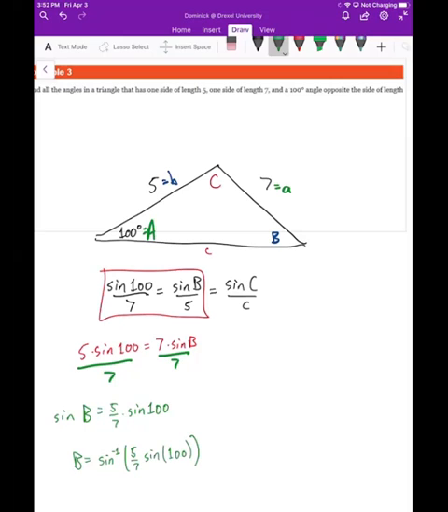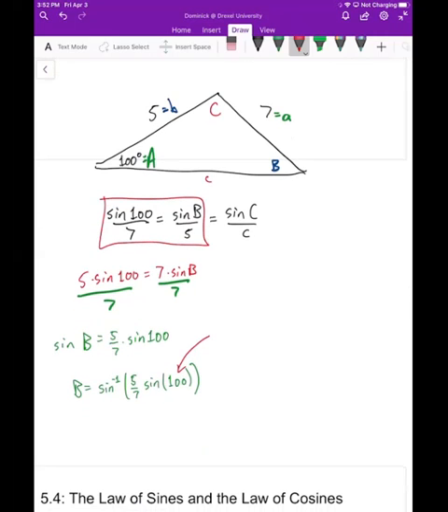Of course, there's a little bit of a problem, right? The problem is that 100 is not going to be in the domain of arc sine, but in this case, it's okay because when we multiply it by 5 over 7, it should bring it into where we would need it. So if I multiply 5 over 7 times sine of 100, we're taking the inverse sine of something like 0.703434. If we type this in, we're going to get that B is roughly equal to 44.7032 degrees.